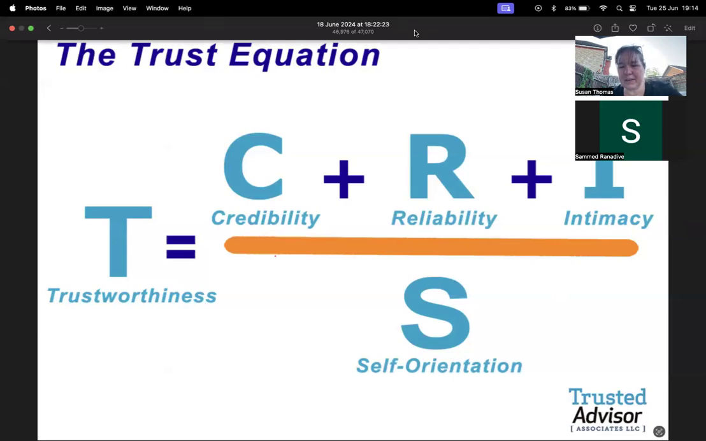I have one question: why have you divided by self-orientation? How does this work? C plus R plus I divided by self-orientation, how can we derive this? Exactly. So I think the two key things to self-orientation are empathy, which is slightly different from self-orientation, and the other thing is active listening.